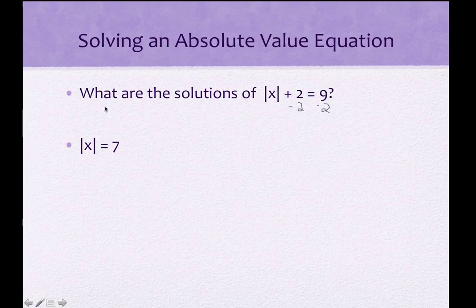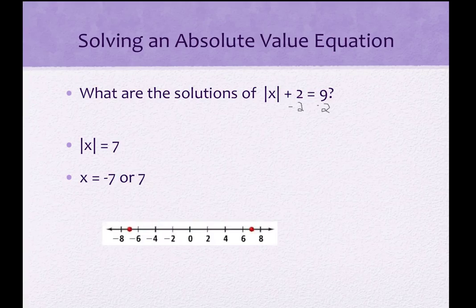Now, what value of x makes the absolute value of x equal to 7? Well, x in this case could be 7, because the absolute value of 7 is 7. But x could also be negative 7, because the absolute value of negative 7 is 7. Remember, absolute value is a distance from 0. Here's what it looks like on the number line, and we can see that negative 7 is 7 from 0, and positive 7 is 7 from 0. And so both negative 7 and positive 7 are 7 away from 0.